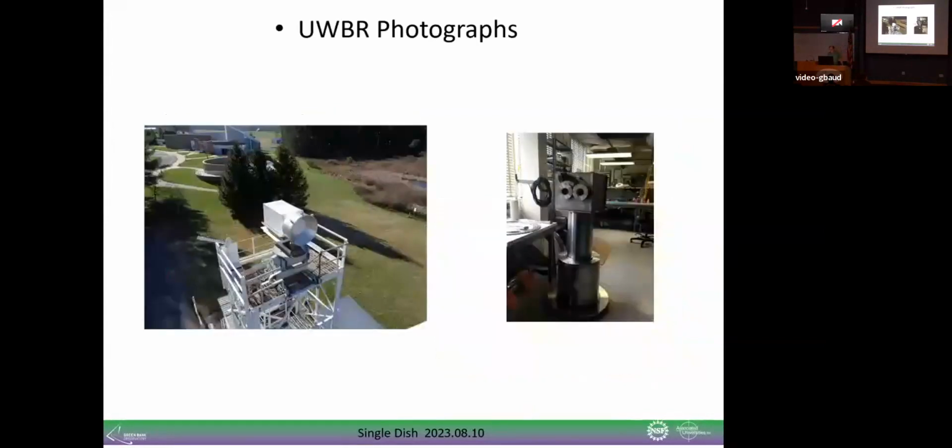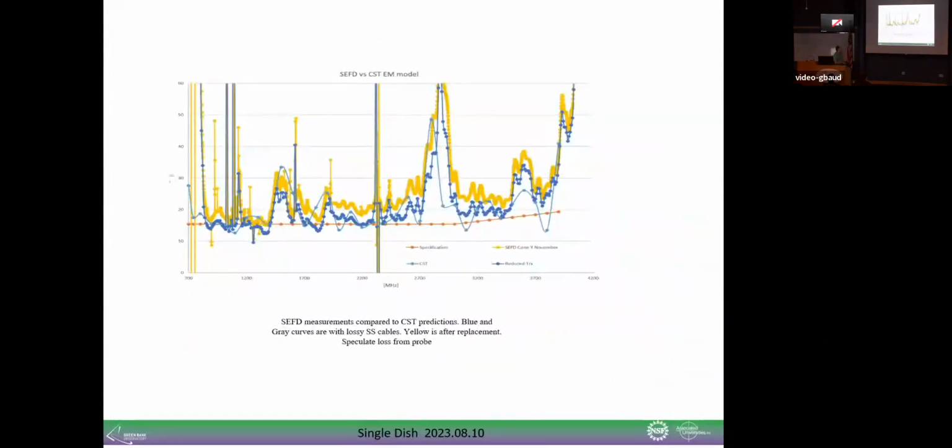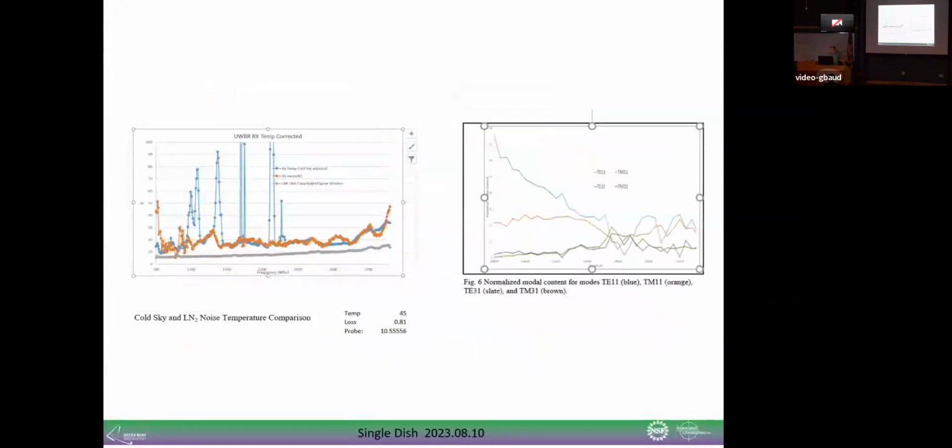So here are some photographs of the development. And finally, we put it on the GBT and did some commissioning runs. The takeaway here is that our model predictions are pretty close to our measurements. There's about 6 or 8 Kelvin that we don't know what's coming from, but we've got to find out. With those measurements, we're able to have confidence in our model.